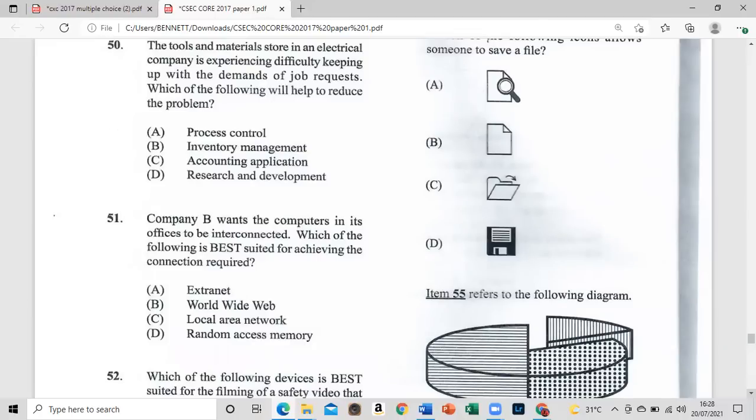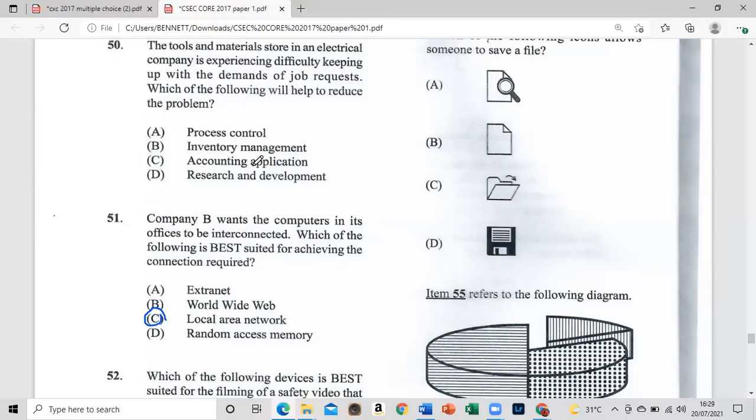Company B wants the computers in its offices to be interconnected. Which of the following is best suited for achieving the connected requirement? Is it A, intranet, B, World Wide Web, or is it C, a local area network, or is it D, random access memory, the RAM? All right, so that would be, what, I didn't do 50, man. Sorry, guys. I'm going to just put the answer for this. It would be C, the local area network, but I think I'll skip out this 50.